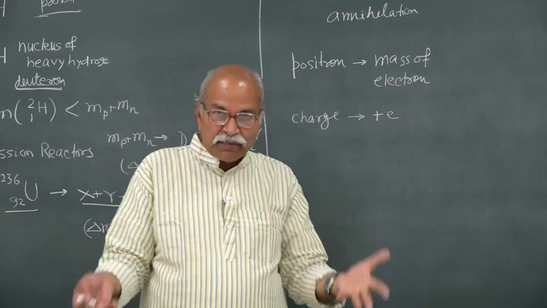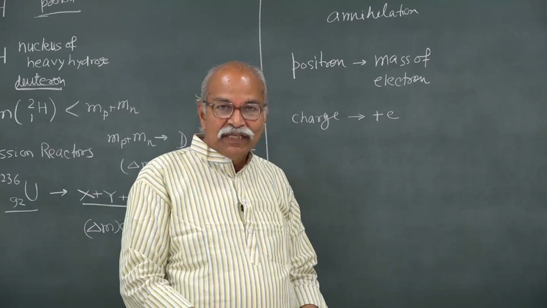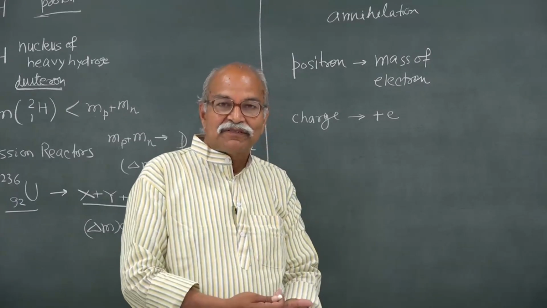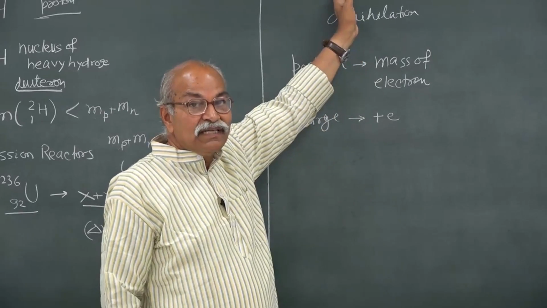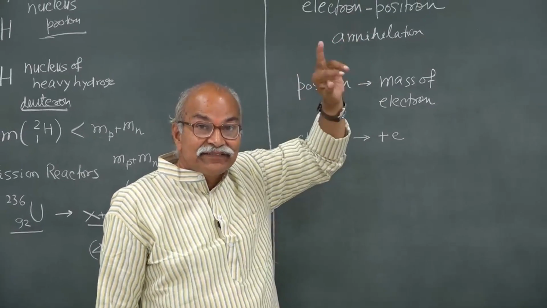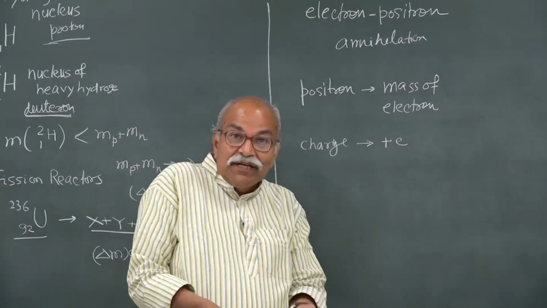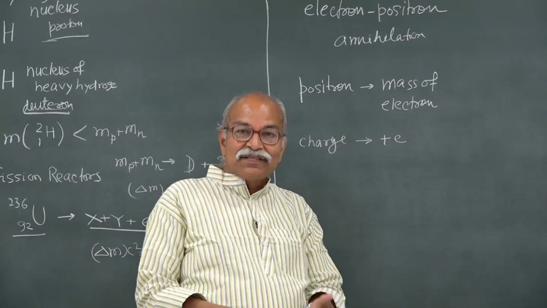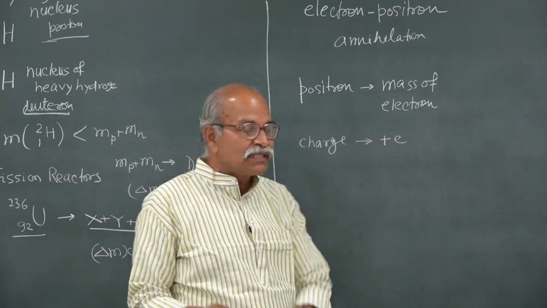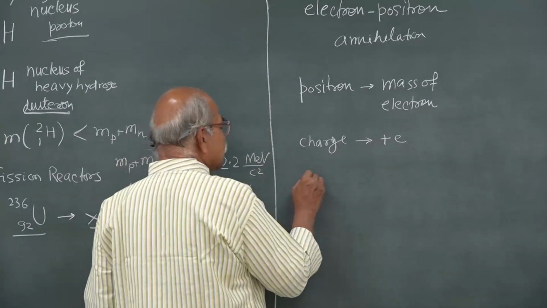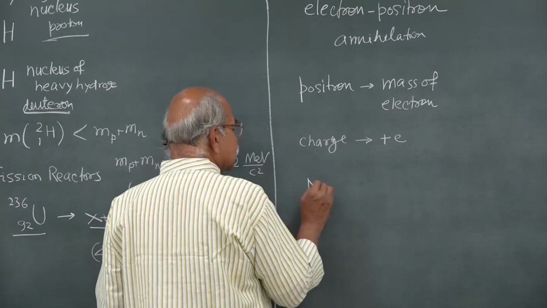We do not see many positrons around, and that is precisely because positrons can combine with electrons and annihilate each other. So, how do we get the positrons as such? You have sources for positrons, you can make sources. One very common source is sodium 22.